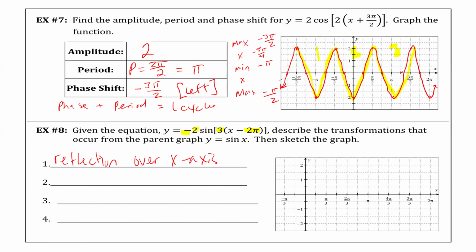Okay. Next, we have the 2. What is the 2 telling us? Our amp. So we have a vertical dilation by a factor of 2. Okay.